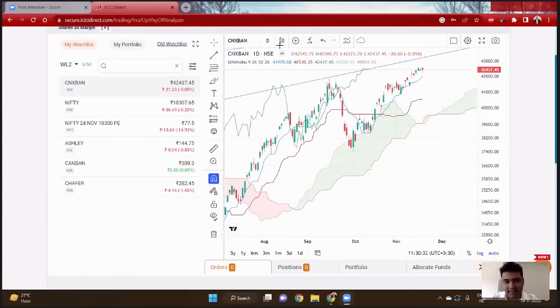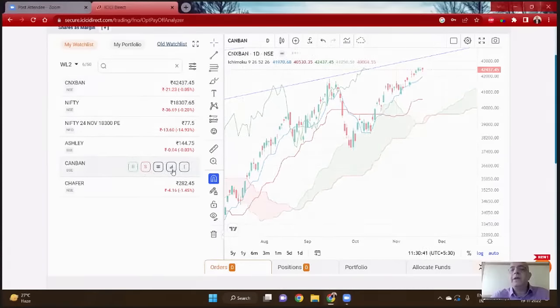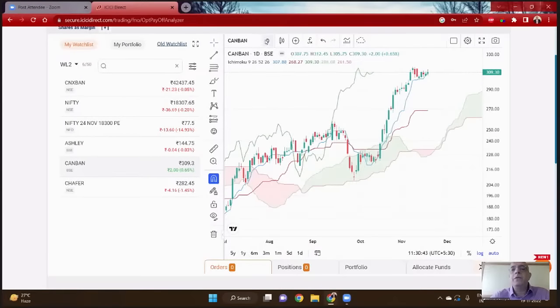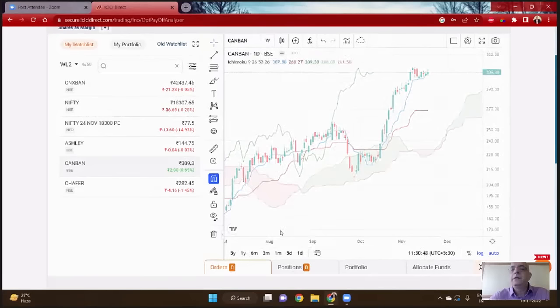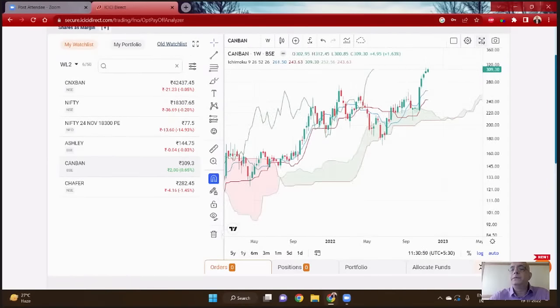So let's look at some stocks. If there is any stock on your radar, can we pick it up? Sticking to Bank Nifty, from an investor point of view, not from a trader point of view, I would look at Canara Bank in particular.